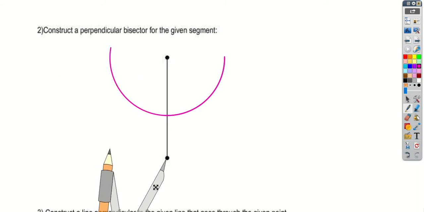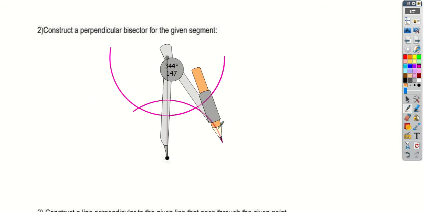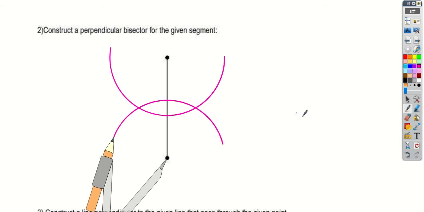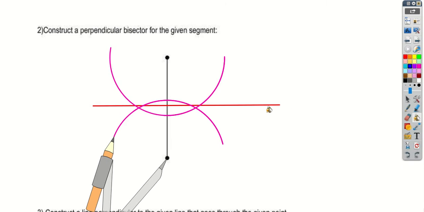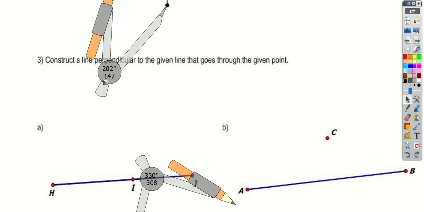We're going to switch to the other endpoint, so sharp point on the other endpoint. We're going to draw the exact same, another circle with the same radius. And then we're going to go right down the middle, right? We're going to draw a line. Okay? That line needs to go through the intersection of the two circles. All right. And there you go, perpendicular bisector.